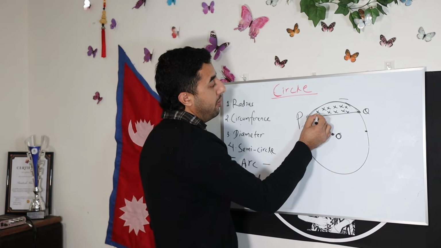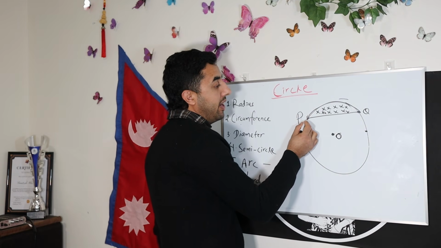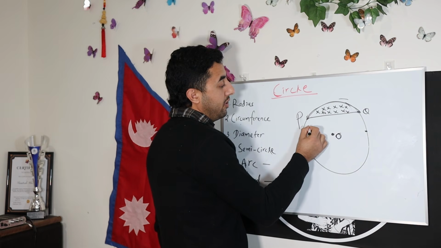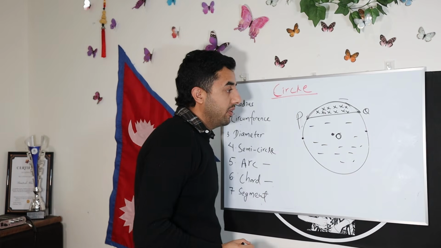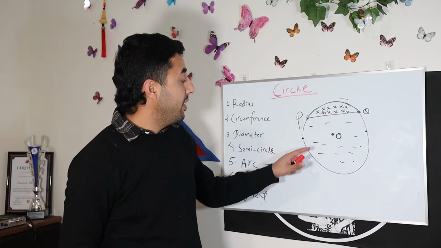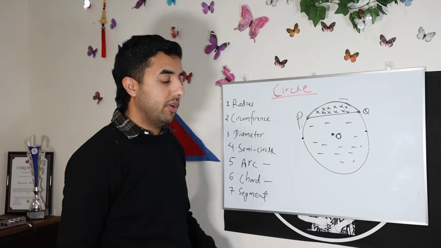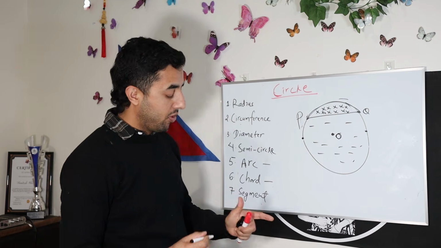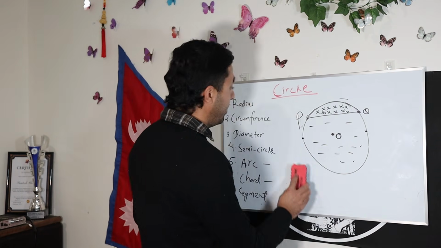Minor segment means the small portion, the area enclosed by the minor arc and the chord, and the major segment is this big portion, the whole big portion. This is major segment. सो मेजर सेगमेन्ट चाहिँ मेजर आर्कबाट बनेको हुन्छ भने माइनर सेगमेन्ट चाहिँ माइनर आर्कबाट बनेको हुन्छ भनेर बुझ्न सकिन्छ. ओके, segment भनेको the area enclosed by chord and the corresponding arc. Segment is also done.